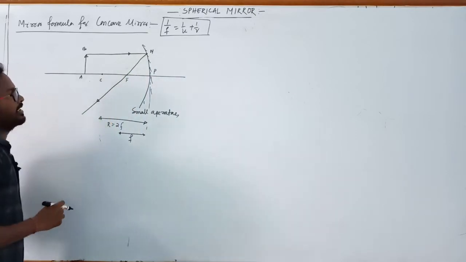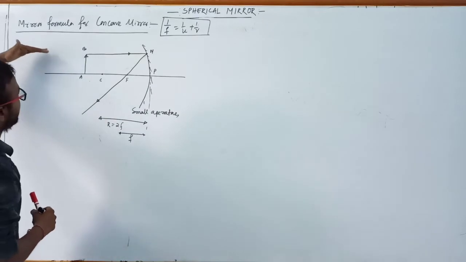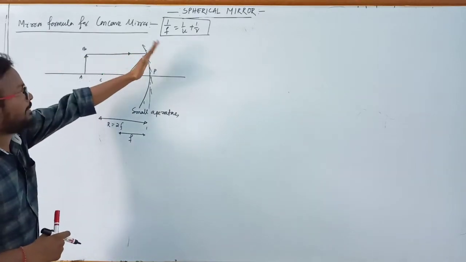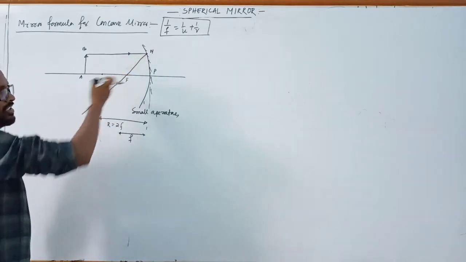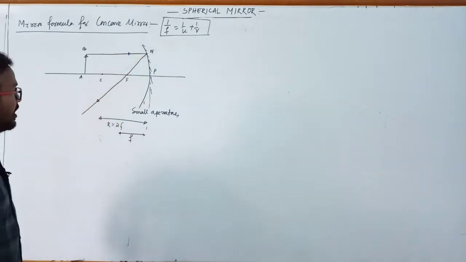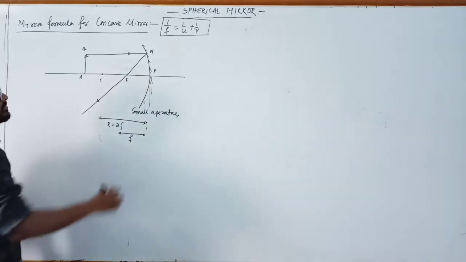You have to remember this diagram. That means the ray which is parallel to the principal axis, after being incident on the concave mirror, is reflected through the focus point. Clear? Okay.